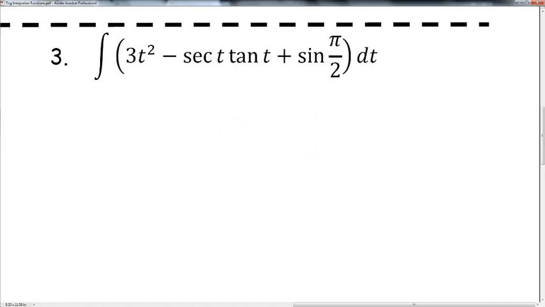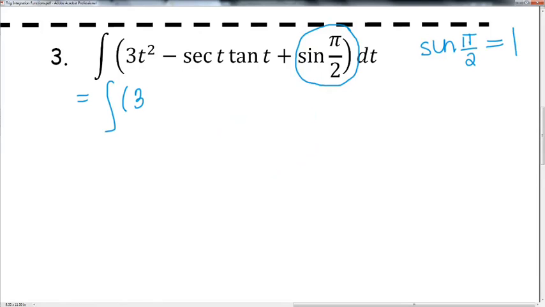Number 3. They want us to find the antiderivative of 3t squared minus secant t tangent t, and then plus sine of pi over 2 dt. Please be careful. I did this on purpose because I've noticed a lot of you like to integrate a number. So let's do over here. We're going to use a little bit of pre-cal. What is sine of pi over 2? That's 90 degrees. Sine of pi over 2 is equal to, hope you can remember, 1. So I'm going to rewrite my integral with that simplified form.